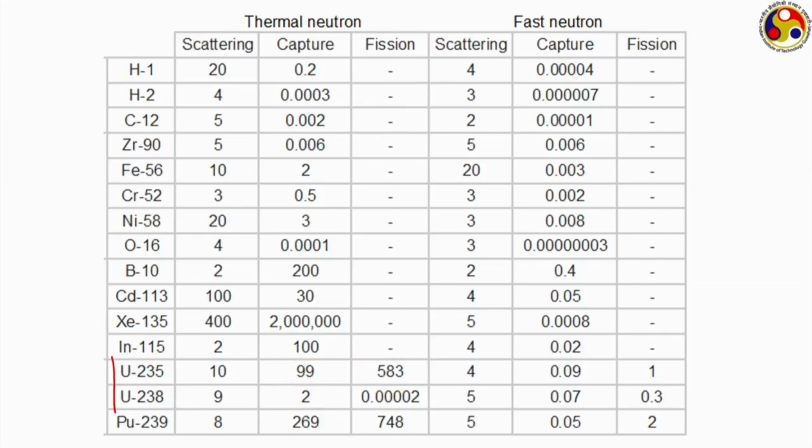Now, if you come to the fast neutrons, for uranium-235 the fission cross section is just 1, it was 583 here, it is just 1 here. Capture cross section has also found a similar level of decay, but uranium-238 actually has an increase in its fission cross section, that is still quite small, but significantly larger compared to its value corresponding to the thermal neutrons. So, uranium-238 can undergo some amount of fission through fast neutrons, but the corresponding cross section value being quite low, that probability is also quite small.